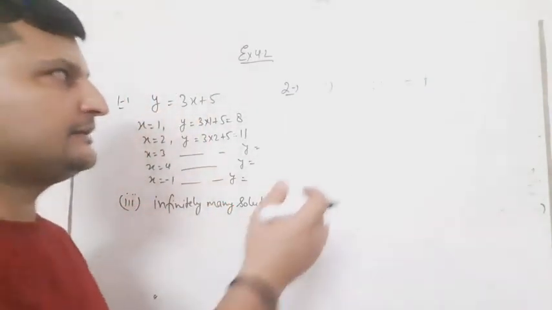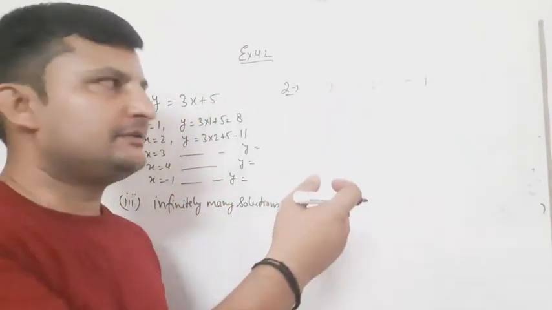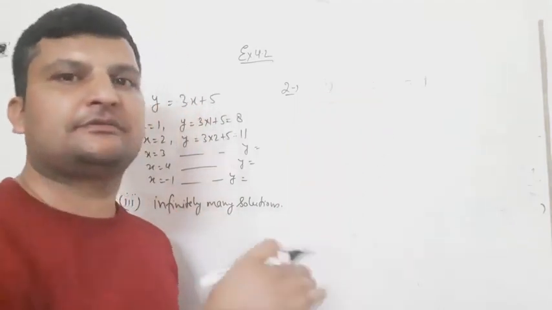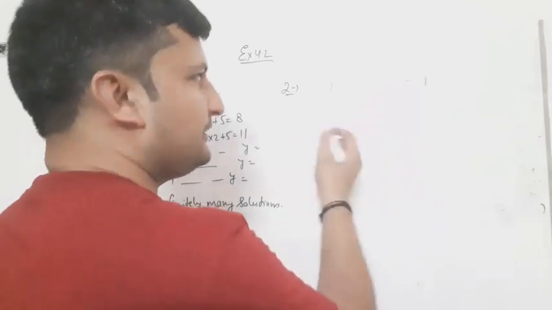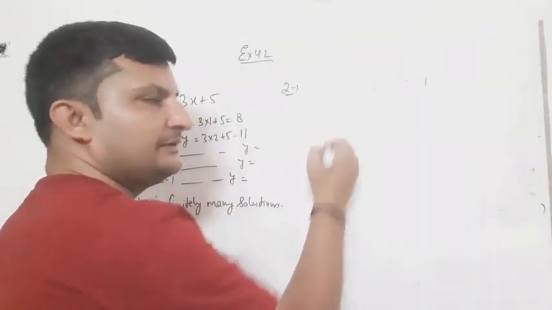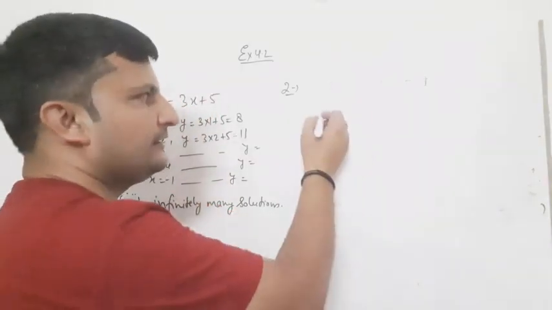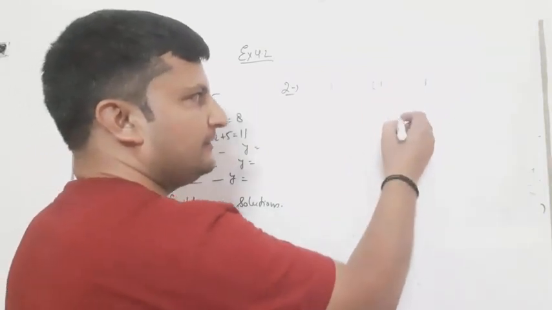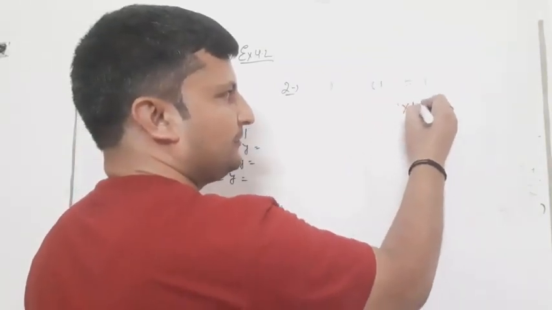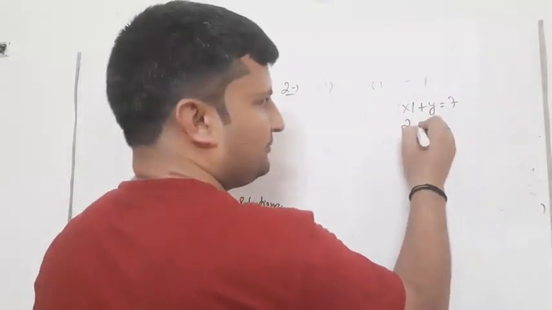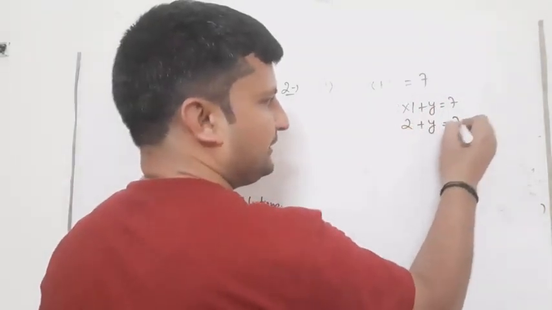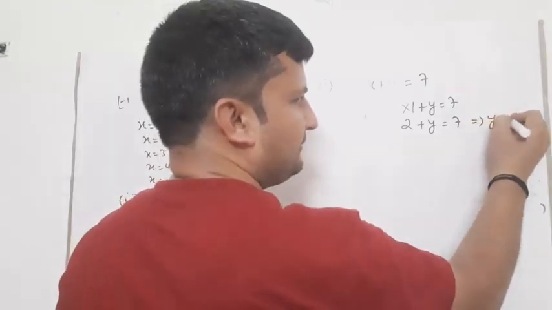Maybe some students are putting x is equal to minus 1, maybe some are putting x is equal to 1, so the answer may change. Suppose I am putting x is equal to 1, what is the value of y we will get? 2 into 1 plus y is equal to 7. That means 2 plus y is equal to 7. It means y is equal to 5.